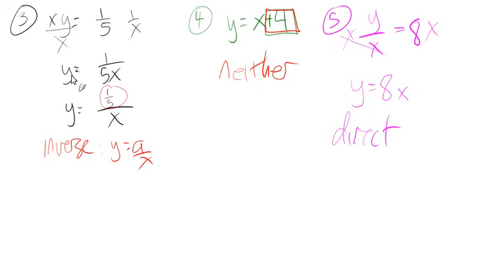Just get y by itself. And what does it look like? Does it look like a number divided by x? Then it's inverse variation. Does it look like a number multiplied by x? Then that's direct variation. Does neither of those seem to fit what we're looking at here? Then it's neither. Alright, let's move on to something different.